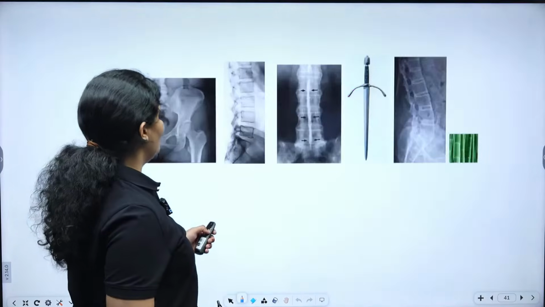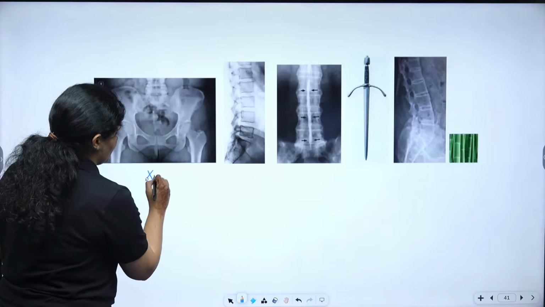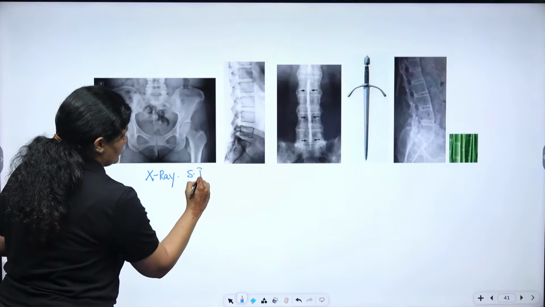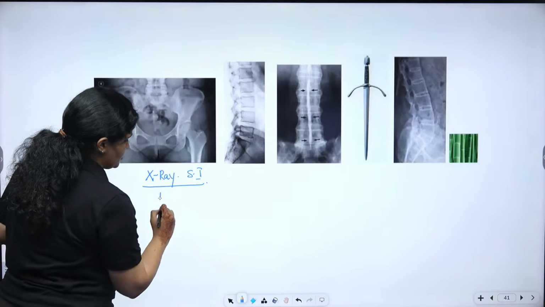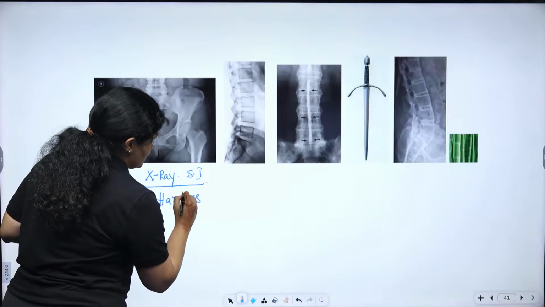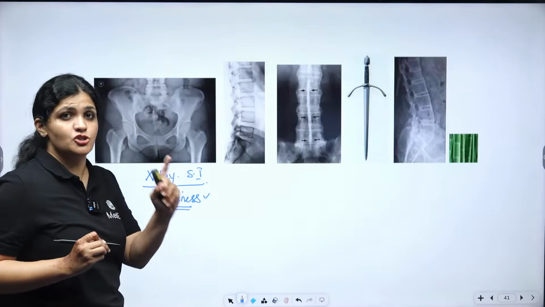Now, these are the signs which you see. The first most important one is the X-ray. On the X-ray we see the SI joint, and in this SI joint usually what you see is haziness. This haziness of the SI joint is very, very important. So sacroiliitis should be present.